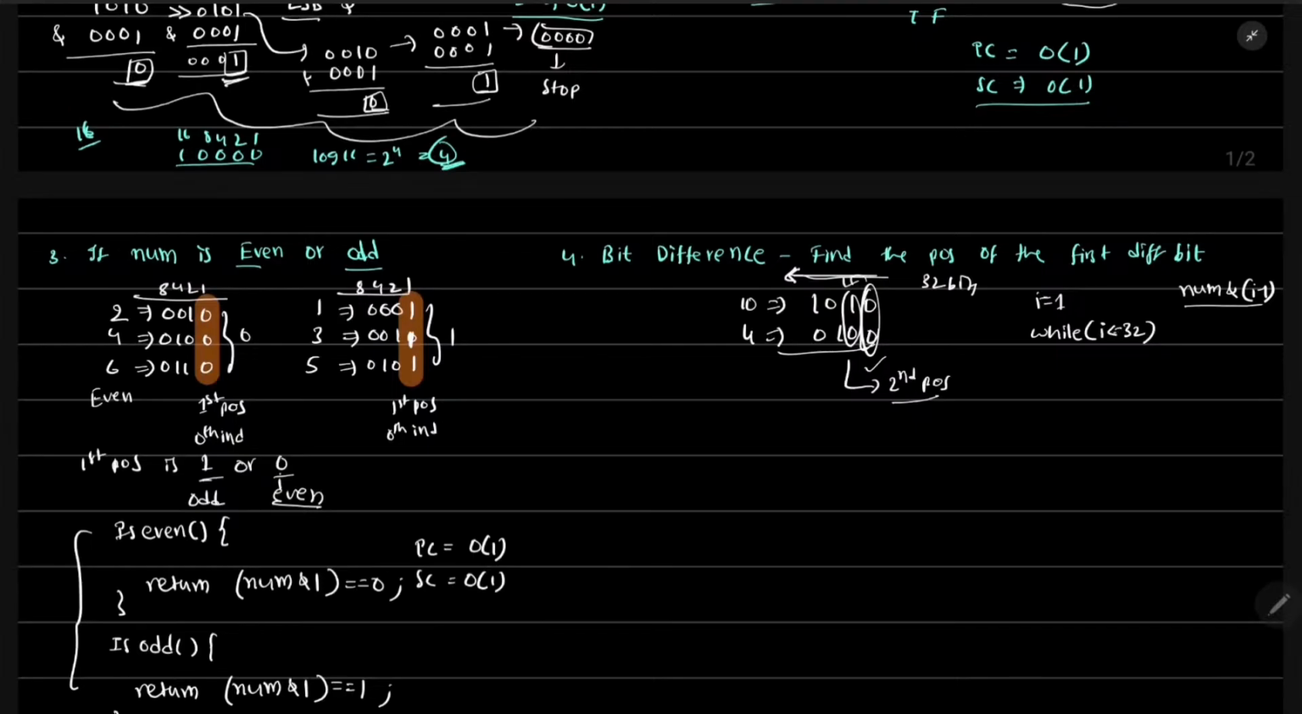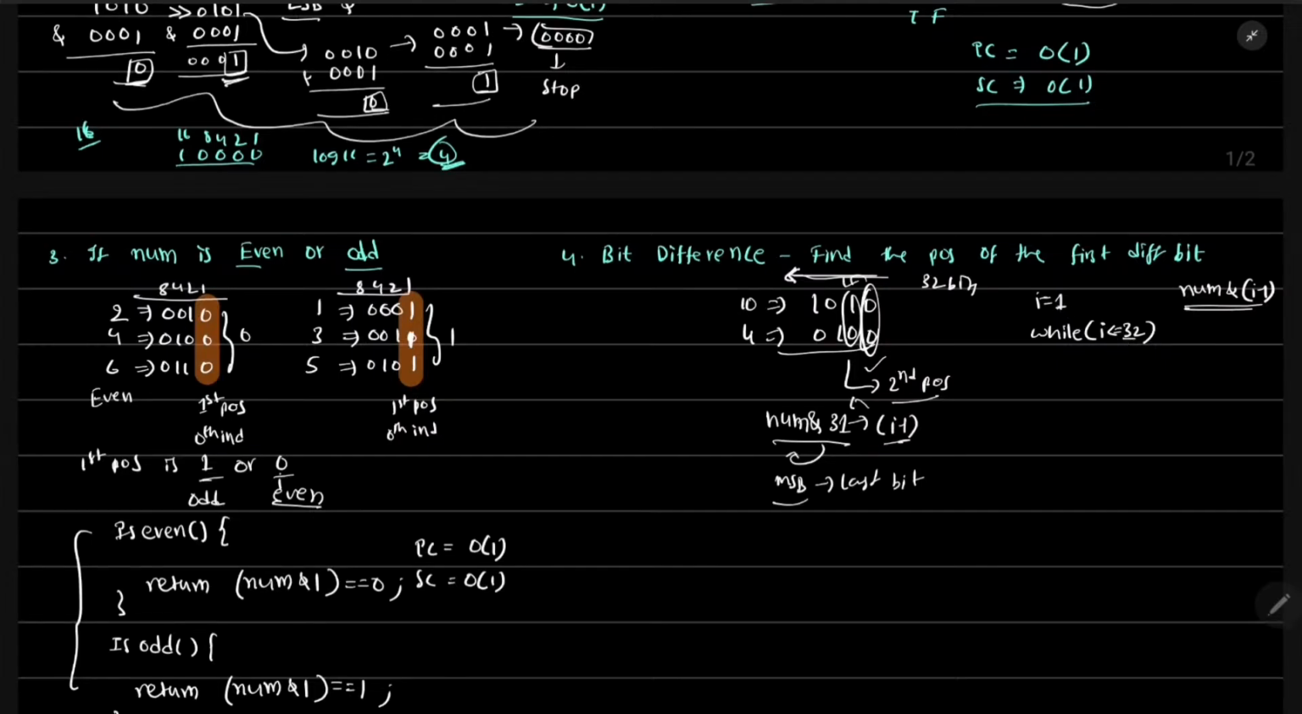Less than or equal to 32, because 31 is nothing but the last bit, the most significant bit, right? So I can go until 32. So this is nothing but I minus 1, right? So 32 minus 1 is 31. So I can go until 32.